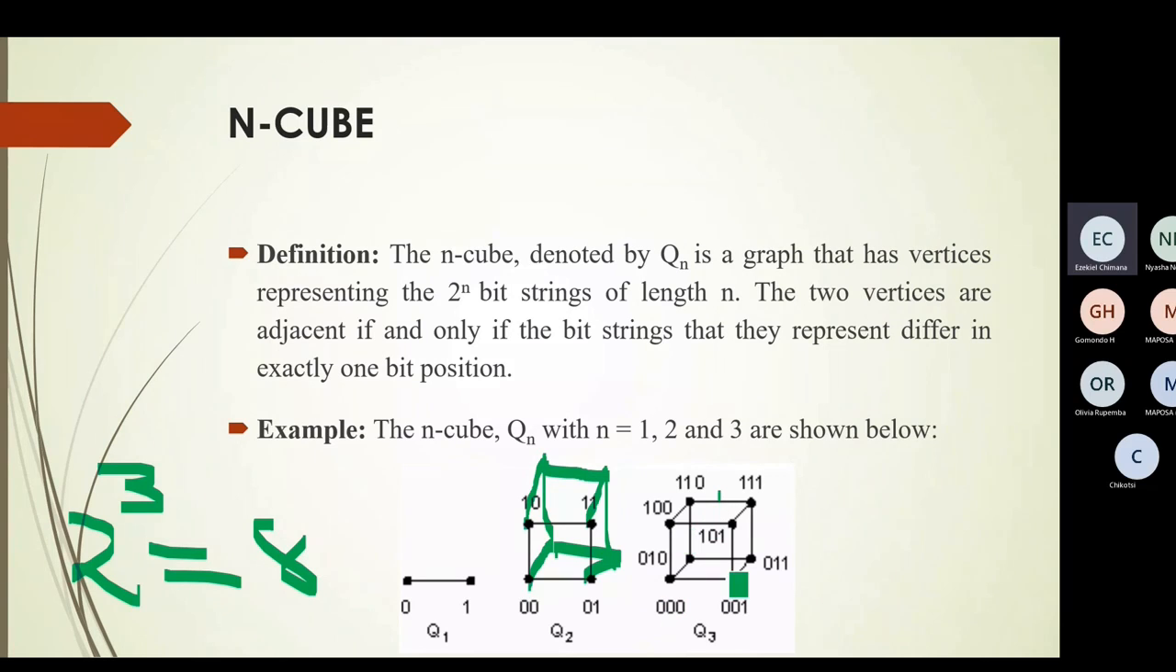But only that here you are using a 3-bit string. The length of these bit strings will be 3. So here we'll be adding a 0, something like that. Here it will be 001. I don't know if there is any question here. Is there any question?